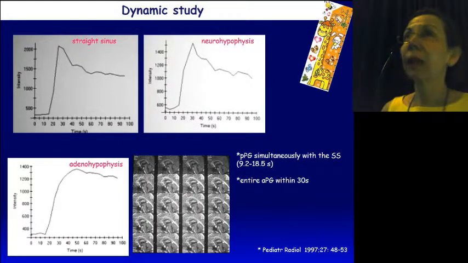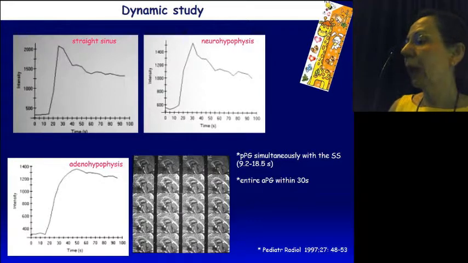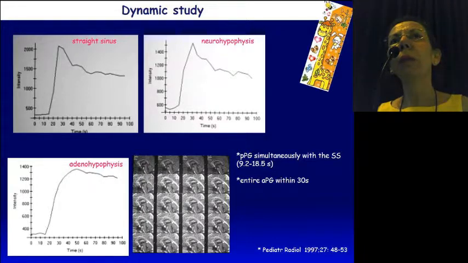And this is a dynamic contrast enhancement, and we plot signal intensity as a function of time, and you see the normal plot in the neurohypophysis, which looks like the plot in the straight sinus. The peak is at the same time, so we compare the straight sinus with the neurohypophysis, and I remind you that the neurohypophysis embryologically is something different compared to the adenohypophysis.